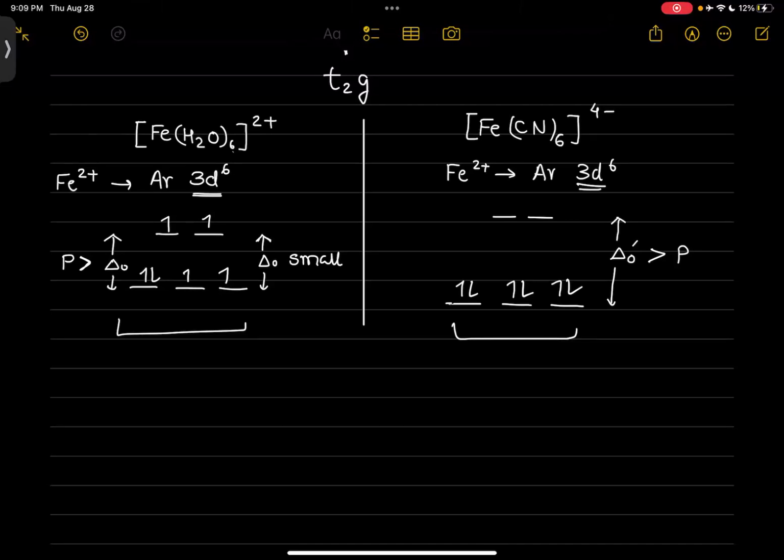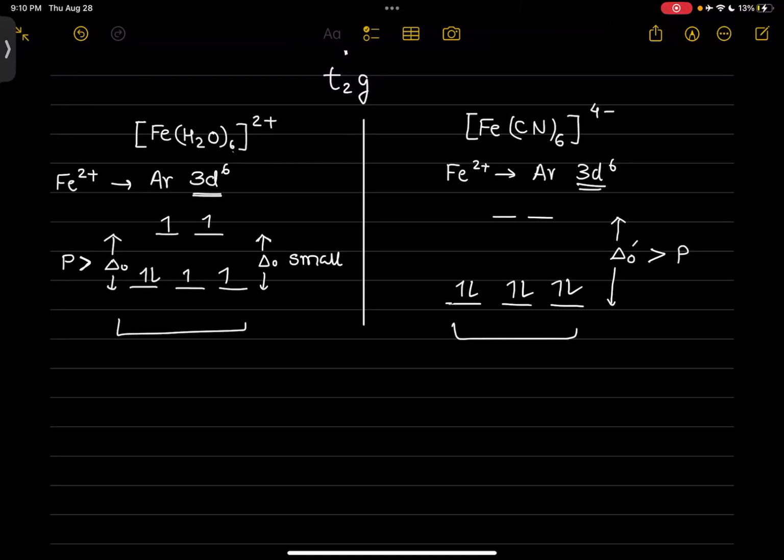Strong ligand, the gap was large. Large gap. So the electrons were not able to go to the higher energy level. They prefer to stay at the lower energy level, and that's what caused the pairing, right?